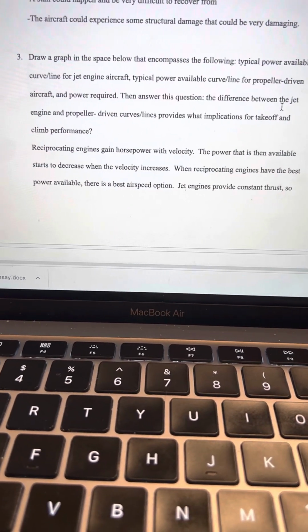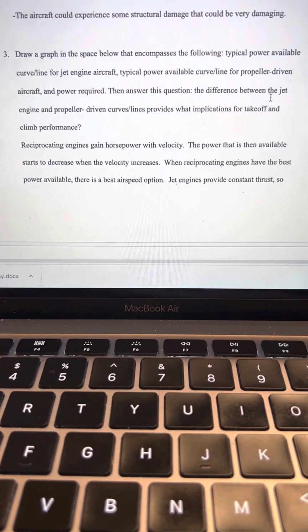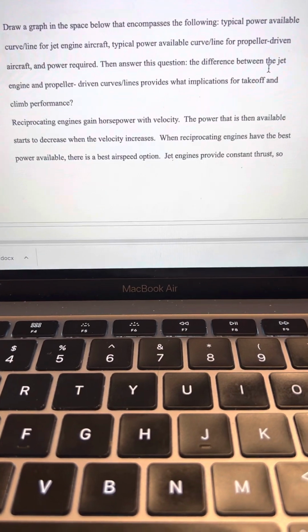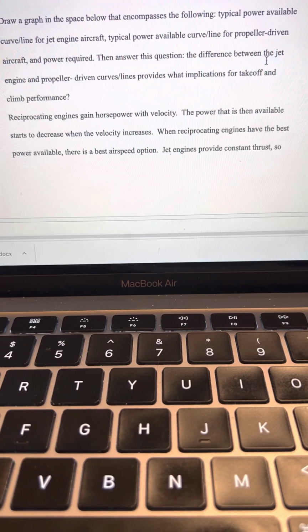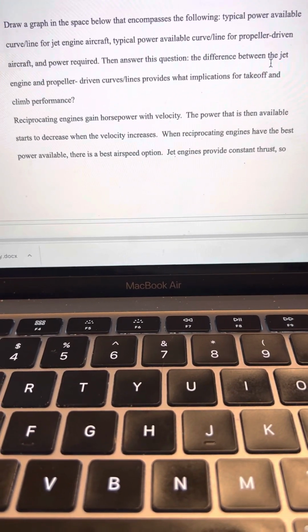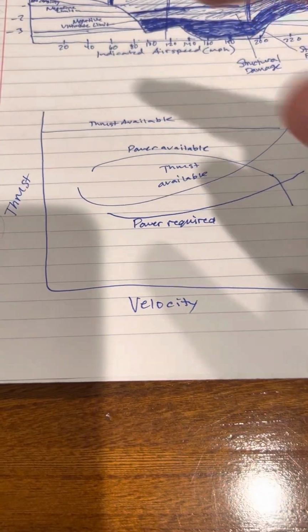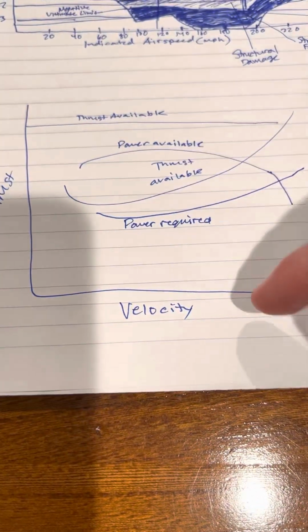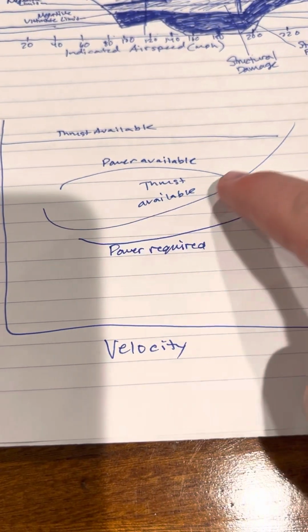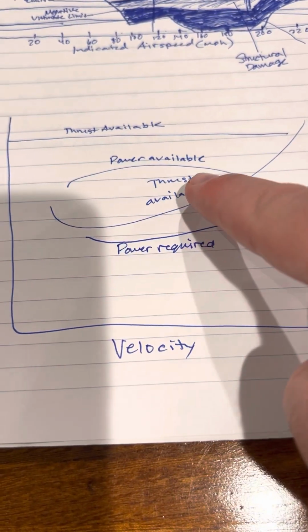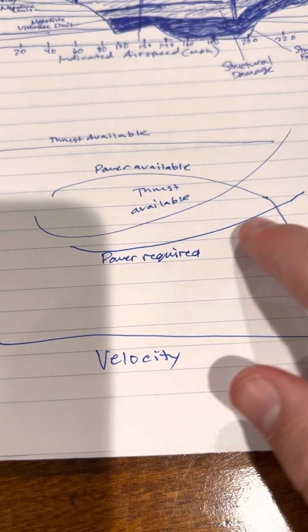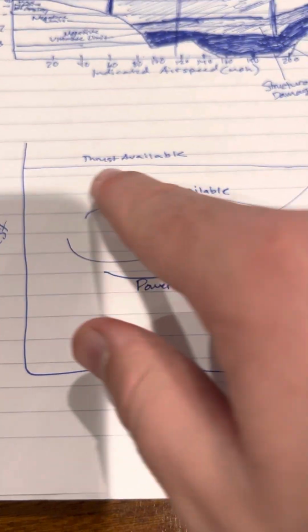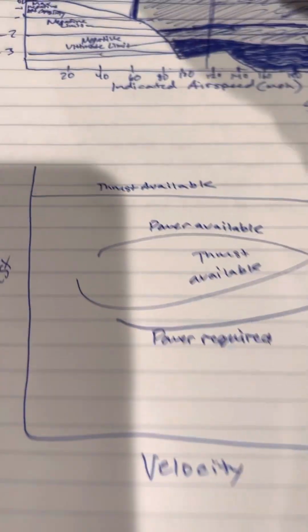And then for number three, the graph that encompasses the typical thrust available curved line and the typical power available curved line for jet engine aircraft, as well as propeller driven aircraft, as well as the power required. So we've got here this diagram of the thrust and velocity. This curve here would be the thrust available. This curve here is the power available, and then this is the power required, and then this constant line here is the thrust available.